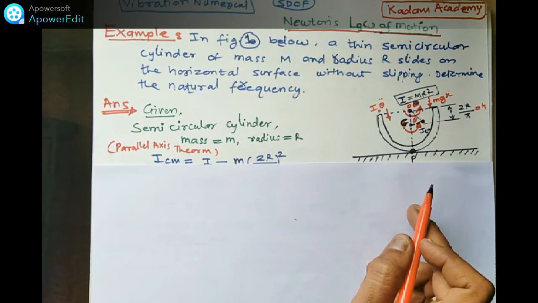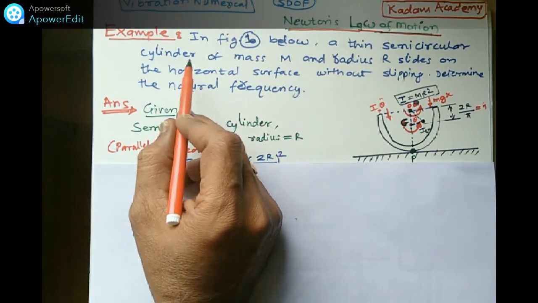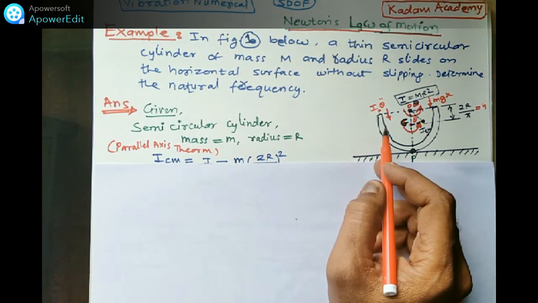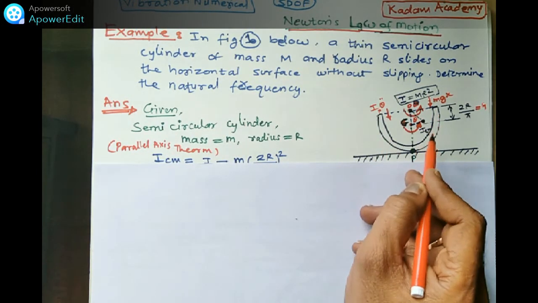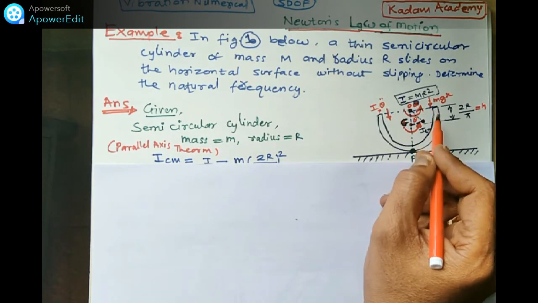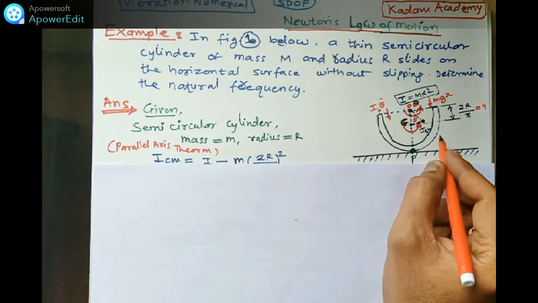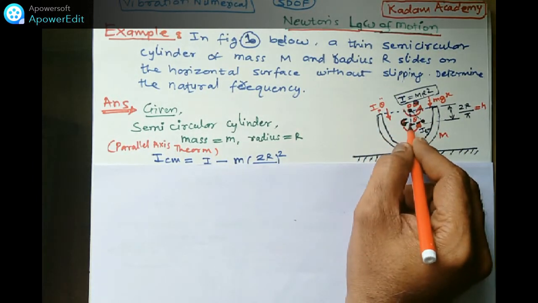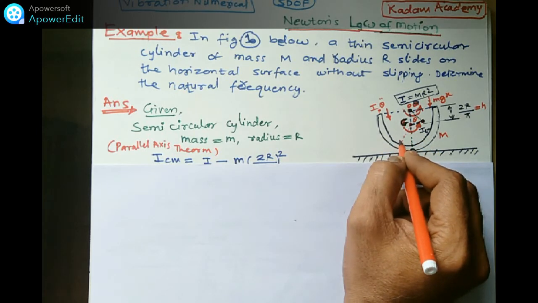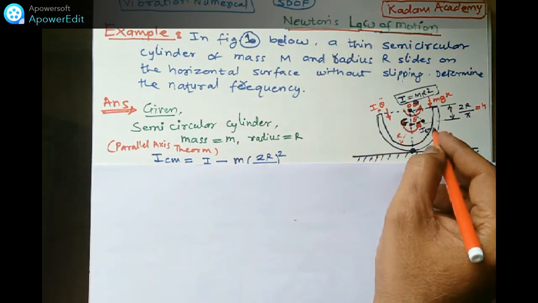Today is the numerical I am going to deliver. This numerical is nothing but the thin semicircular cylinder. Thin, this is the thickness of this semicircular cylinder of mass m, and the radius will be r, on the horizontal surface.